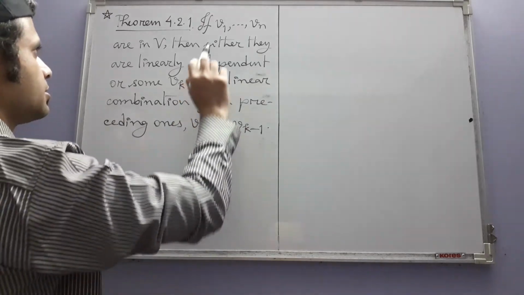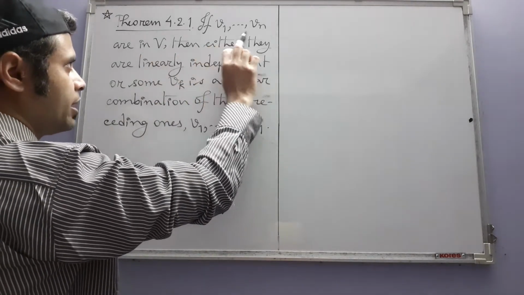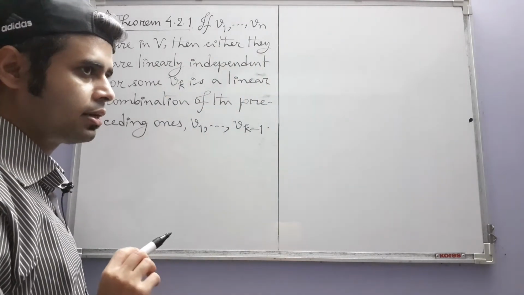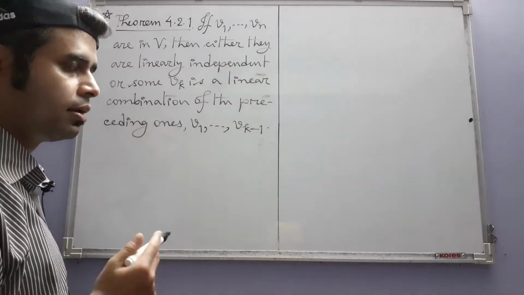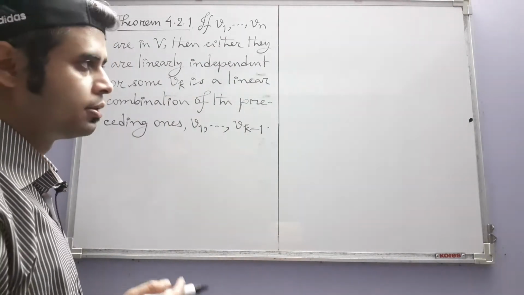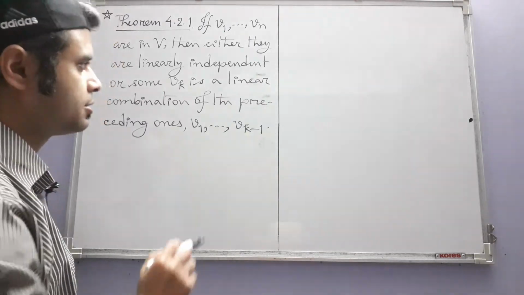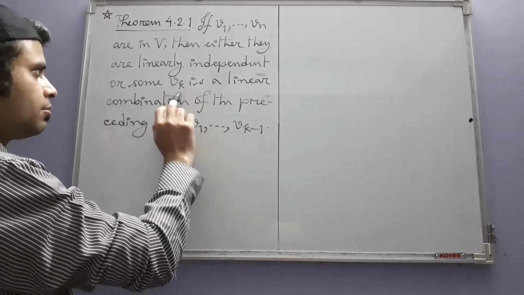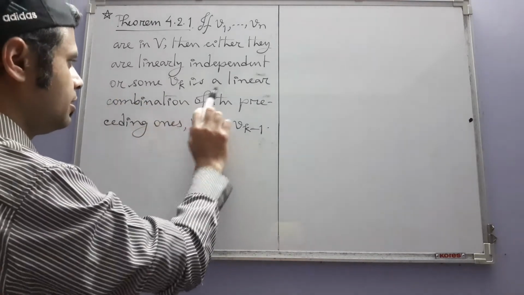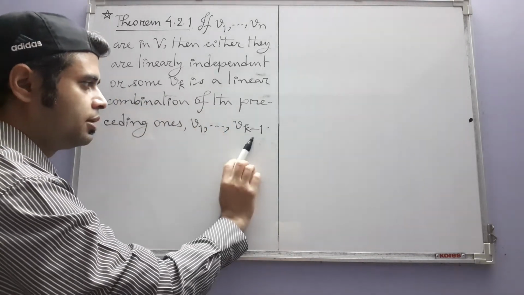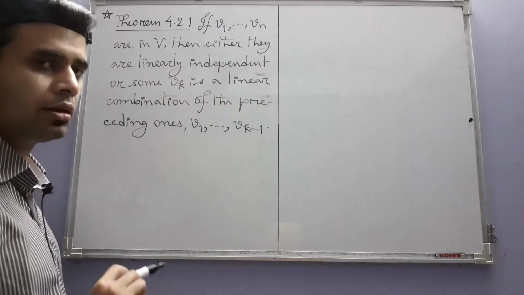The result says that if in our vector space V, finitely many vectors are given, then either these vectors are linearly independent, or of course they are linearly dependent, and in that case you will be able to find one vector among them that is a linear combination of the preceding ones, that is those vectors that appear before it in this list.